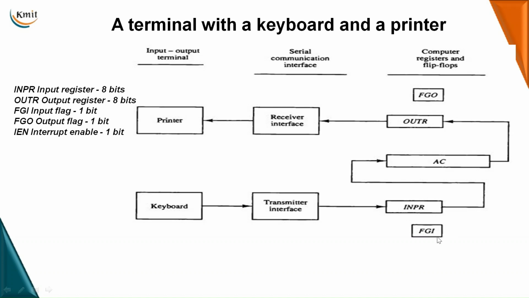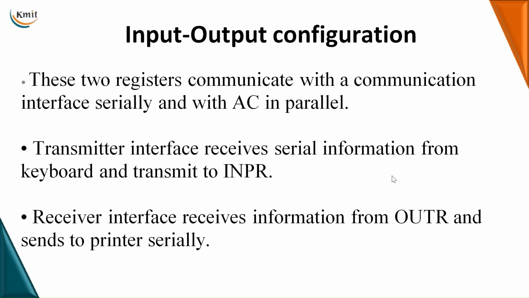Once the input register contents are transferred to the accumulator, this FGI flag, which was previously set to 1, becomes 0. So that the keyboard or transmitter interface can take the next character from the user and transfer it to the input register. So this is a terminal with a keyboard and a printer.